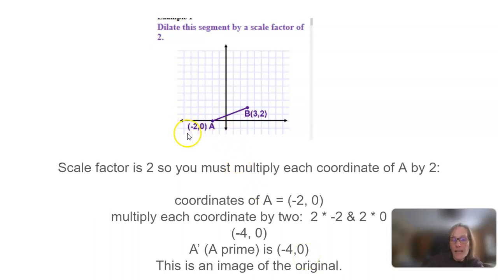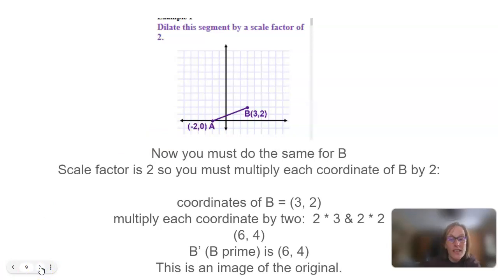So all I did is I took my coordinates and I multiplied both coordinates, both my X and Y, by the scale factor that's given. Now, if I went ahead and plotted this, my new point would be -4 and 0. So -4, 0 would be right where my little mouse is.